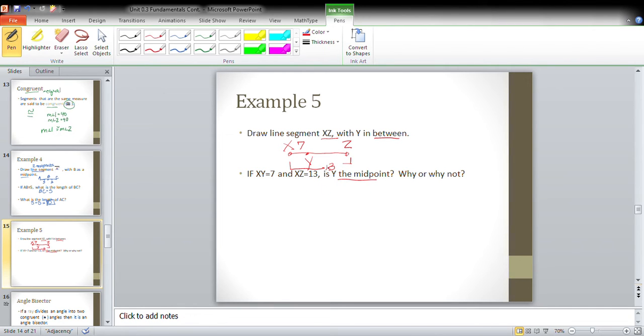Do we know this? No, but we could figure it out. If the whole segment is 13, I'm going to take away XY, giving me 6. So that means YZ is 6. 7 does not equal 6, last I checked, so this is not a midpoint. And your reason is just that: 7 does not equal 6.